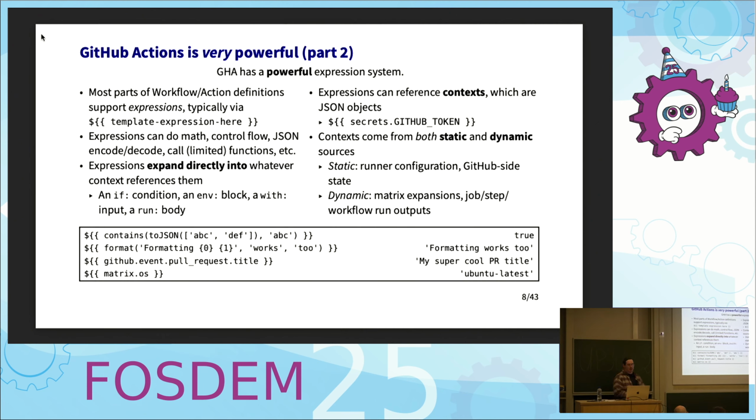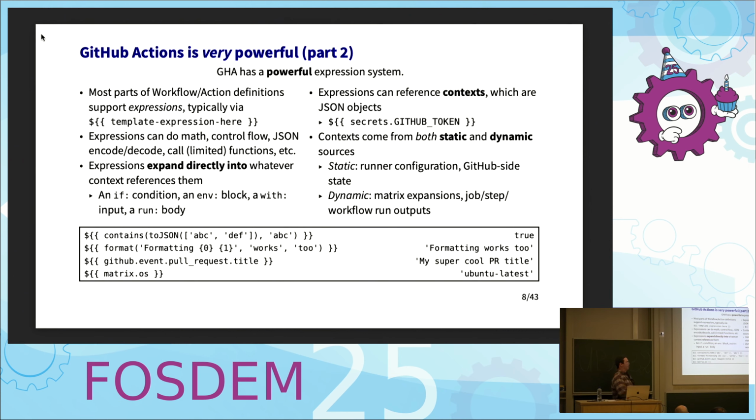These expressions have a lot of functionality within them. They can do math, they have control flow, they can encode and decode JSON, they can call a set of functions that are defined within the runner itself, etc. When you expand them, they expand directly into whatever context references them. So an if condition, an env block, a with input, or even a run body, which contains, obviously, shell script that you're trying to run. You can expand values directly into that shell script.